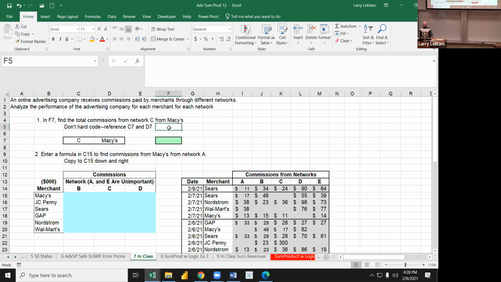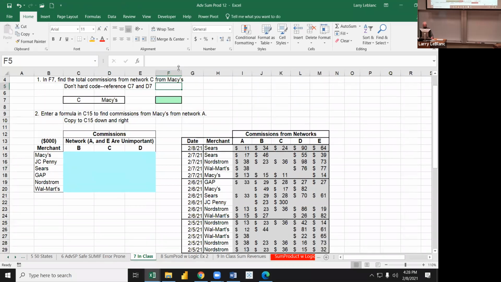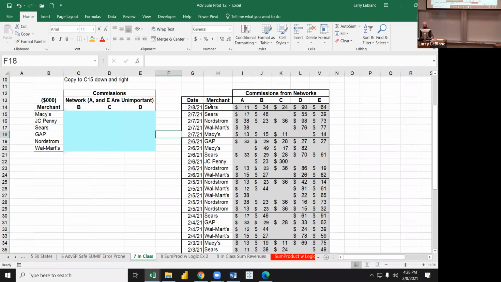All right, next class, we're going to use the sum product. You'll have to wait until next class. Given this data, Sears sort of exists, Macy's, maybe in bankruptcy protection. Commission from networks A, B, C, D, E. I would like a dashboard for these merchants only. I don't care about network A. I want you to add up these numbers and copy it down to the right.